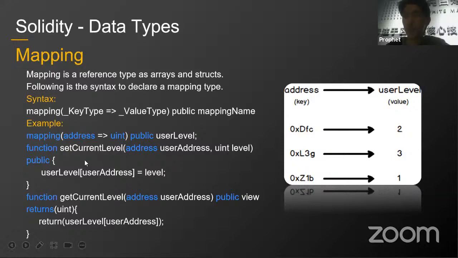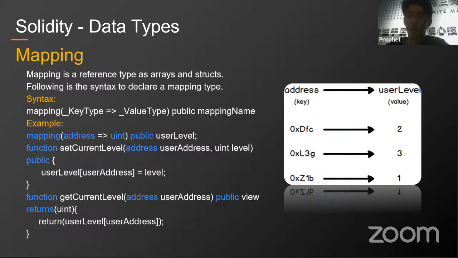Like this, we set a function whose name is setCurrentLevel. We want to set some user's level. So we code here. We assign the level to the userLevel. This is a mapping variable, and in the middle bracket, we fill in the user's address. So after this sentence, the level is stored at the position of the user's address in the userLevel mapping variable.